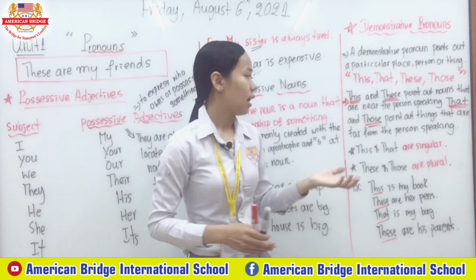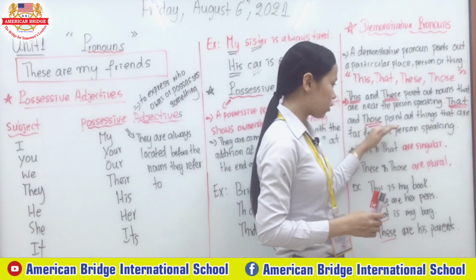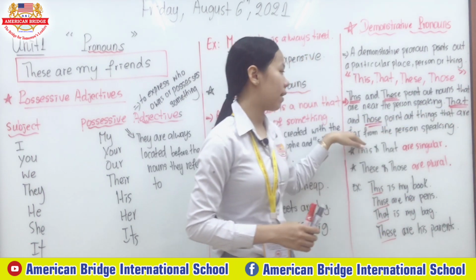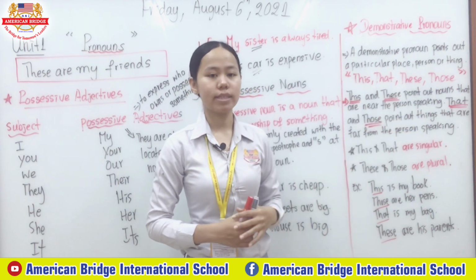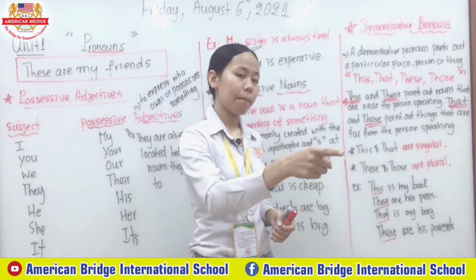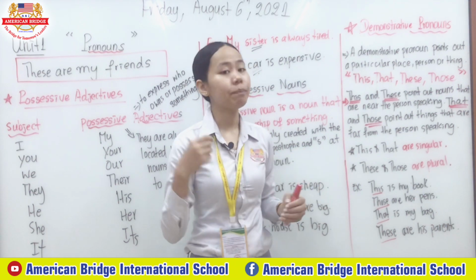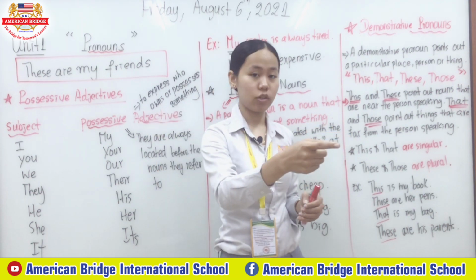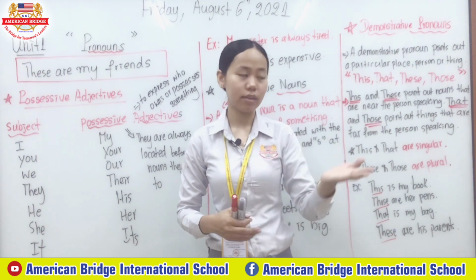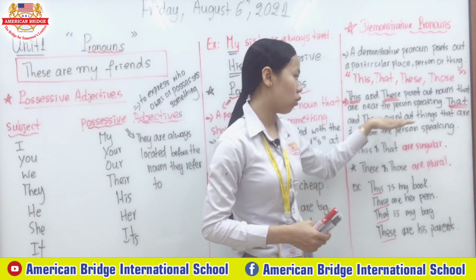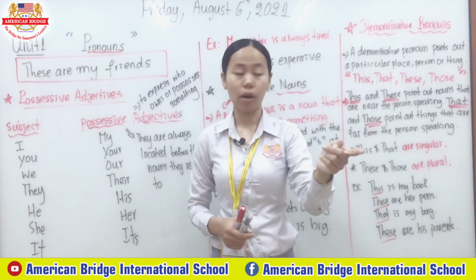Okay, everyone. And that and those point out things that are far from the speaker. For example, that is my chair. Another one, those are my chairs. So they are far away from me, right? So I use that and those to point out things that are far from the speaker.